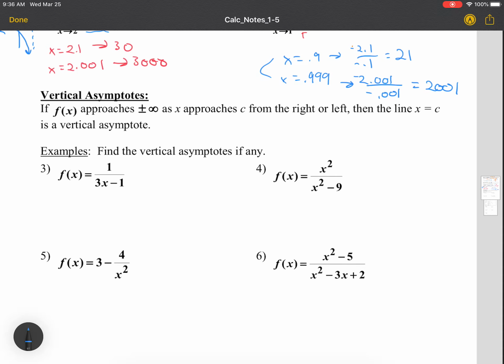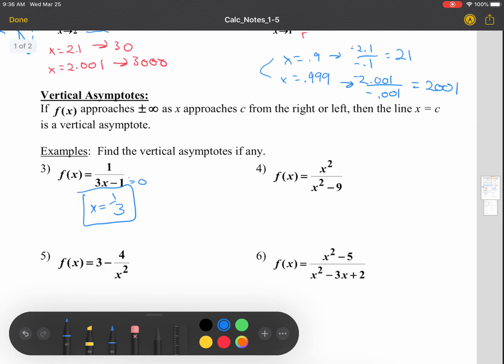Looking at number 3, think about how we define a vertical asymptote. It's when our denominator equals 0, right? When we plug in our c or x or whatever it may be, and it gives us a 0 in the denominator. So we're solving for that equals 0, okay? Pretty easy for a lot of these. You should get an x equals 1/3. If you plug in 1/3, you'll get a 0. That's where the vertical asymptote is. Okay?